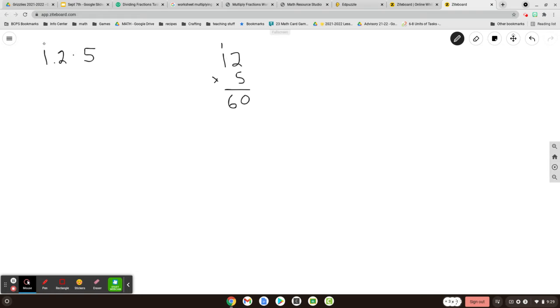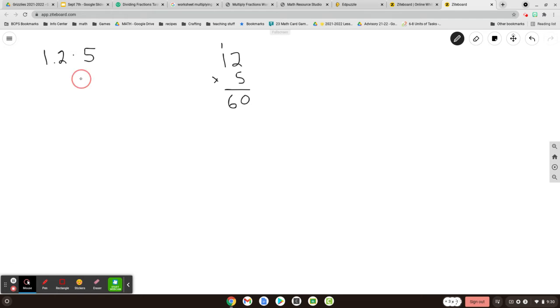12 is 10 times bigger than 1.2. And you can try it on your calculator. If you have 1.2 and you multiply it by 10, you're going to get 12. Or if you took 1.2 and added it to itself 10 times, you would end up at 12. So it makes sense that our answer for this problem, 12 times 5, would be 10 times bigger than our answer for 1 2/10 times 5.